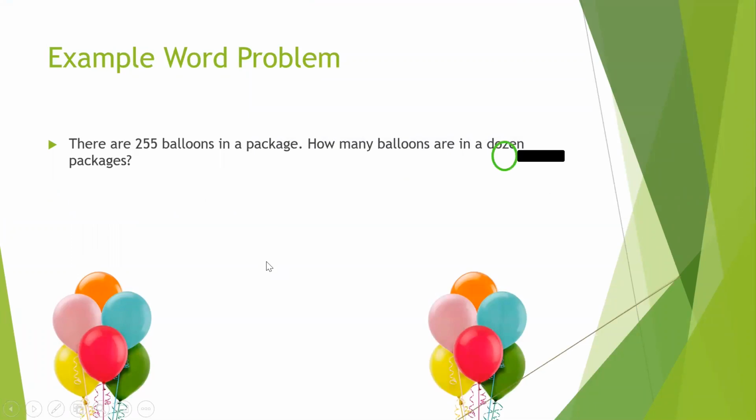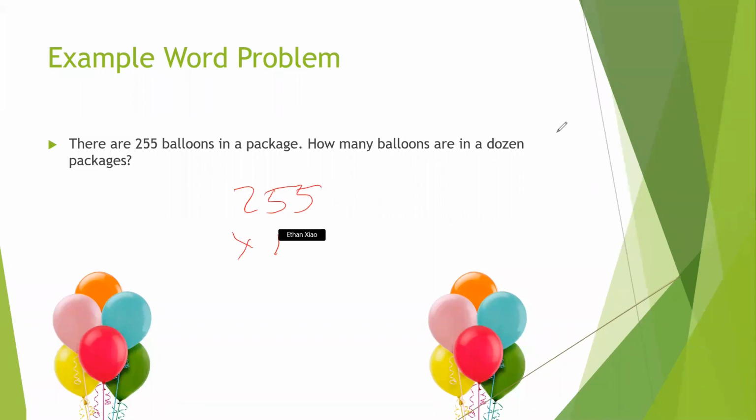All right, so now I'm going to do the next slide. So example word problem. There are 255 balloons in a package. How many balloons are in a dozen packages? So we know dozen means 12. So that means there would be 12 packages. And since there are 255 balloons in a package, what this problem wants you to do is multiply 255 by 12. So I'm going to do this now.